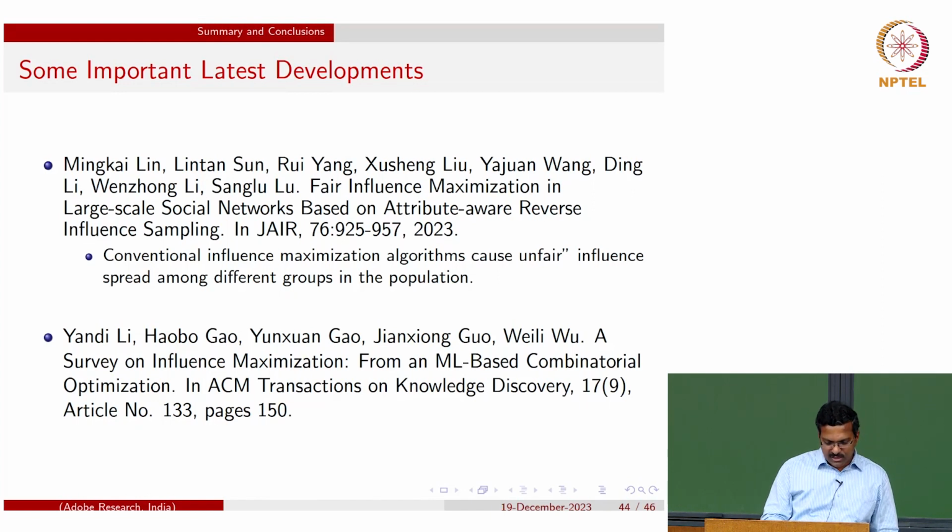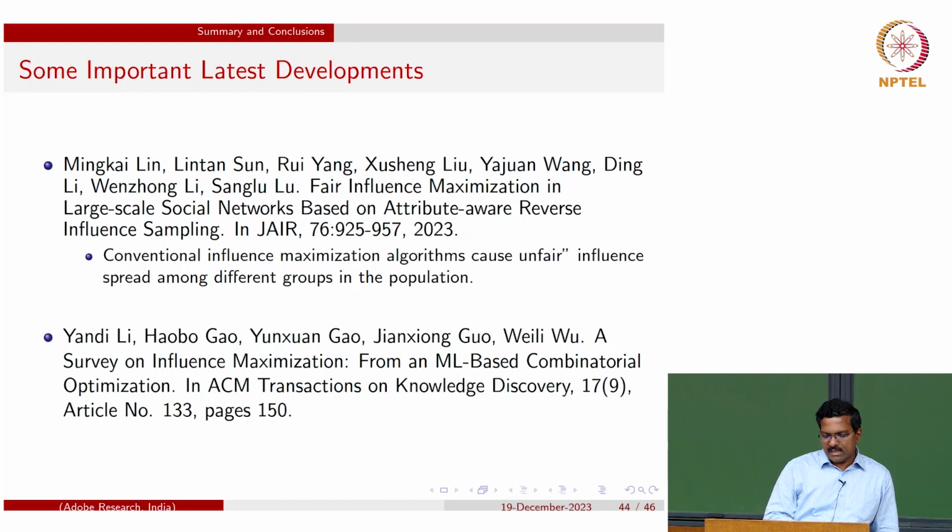Okay, so let me go to the next one. This is ACM Transactions on Knowledge Discovery. I think I did not put the year here. I think this is 2022 or 2023, one of those two. This is a survey on influence maximization from an ML-based combinatorial optimization perspective. This is a 2023 paper indeed. I forgot to put that actually.